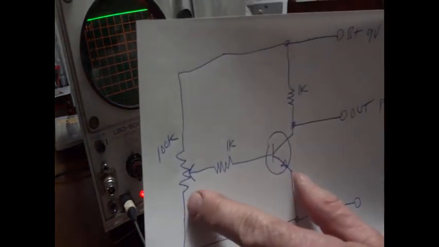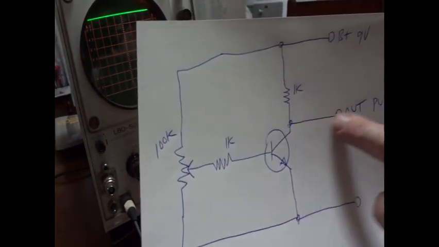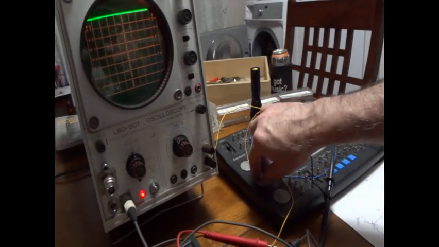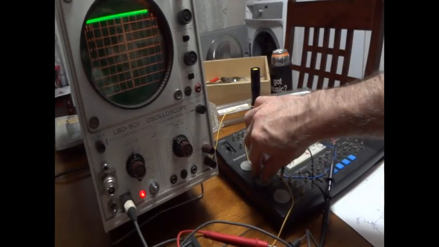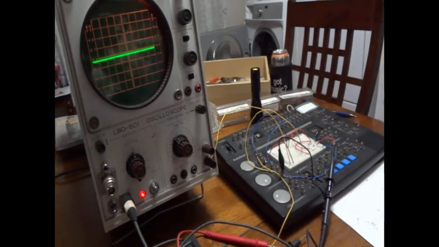Now as I adjust the bias on this transistor, it will start to conduct and this voltage will start to drop, as you can see when I adjust the bias. And that's basically about where you want it to make a good amplifier, like if you want to make an audio amplifier or something like that.